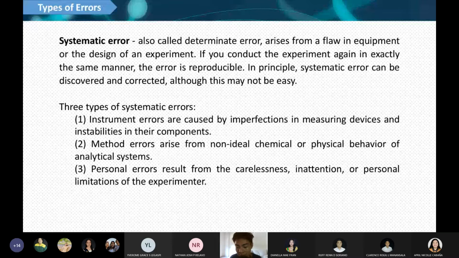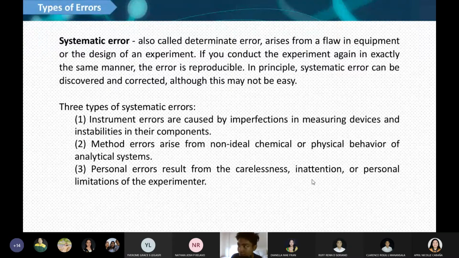What other types of personal error are there? For example, you're titrating and you go past the endpoint. That's inattention. You're not paying attention to what you're doing. So you have to be very keen on details when it comes to chemistry. Okay? And that can be resolved by experience. So all of us, if we gain more experience, can lessen the personal errors. Okay.